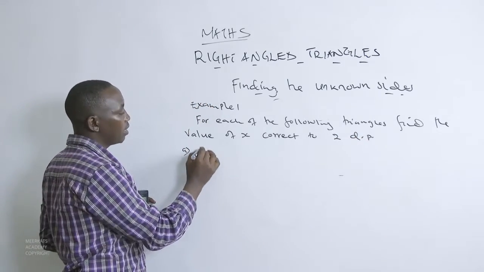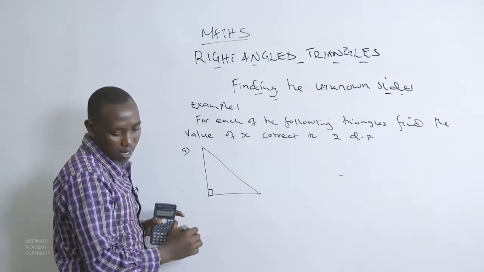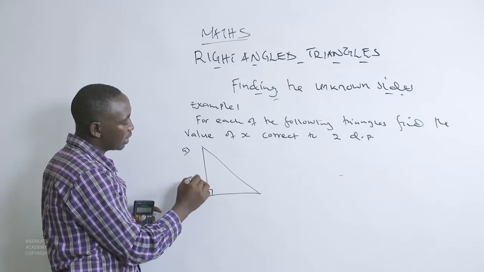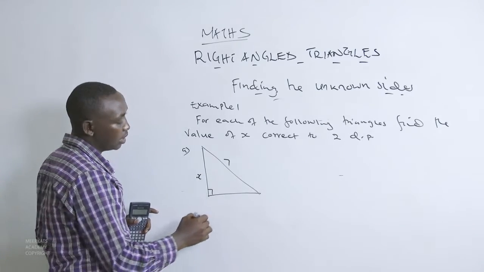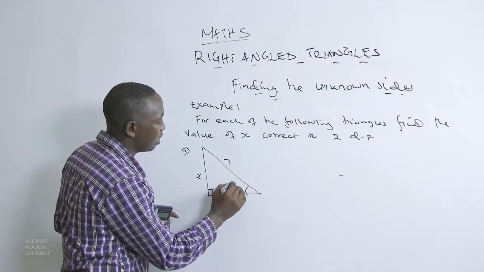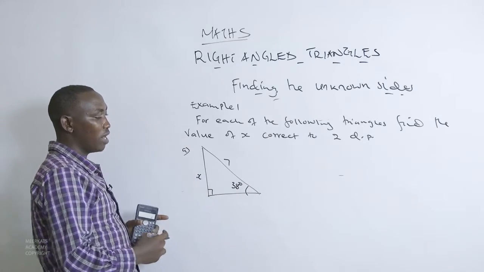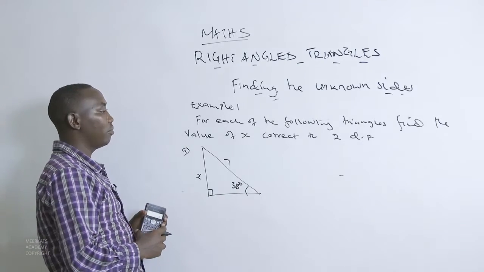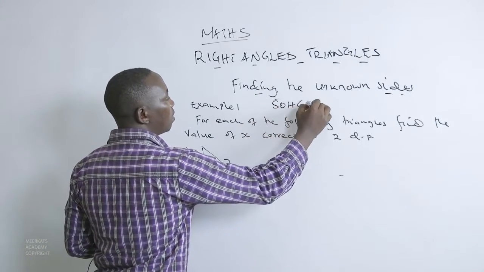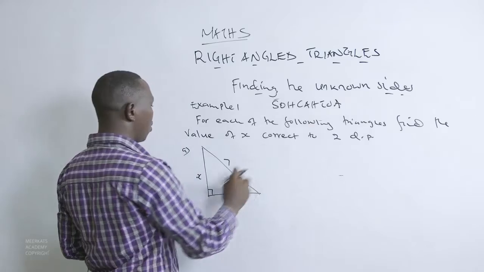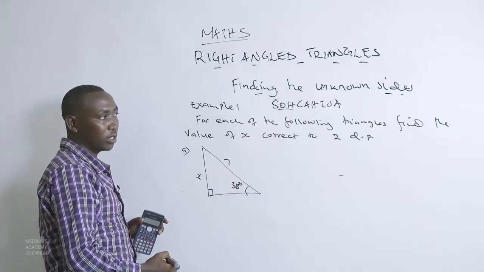Part A, we have that right angle triangle where this side is x units, that is 7 units, and this angle here is 38 degrees. Now for us to be able to get the value of x, we are going to use a trigonometric ratio that consists of opposite and hypotenuse. That means we use sine.